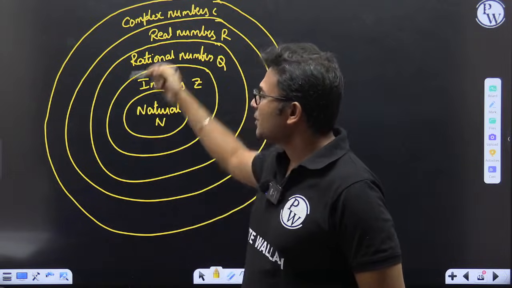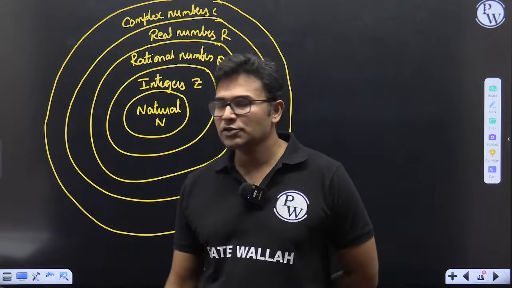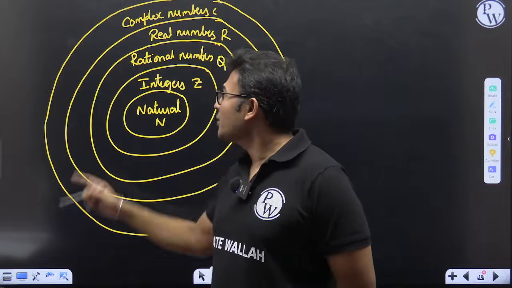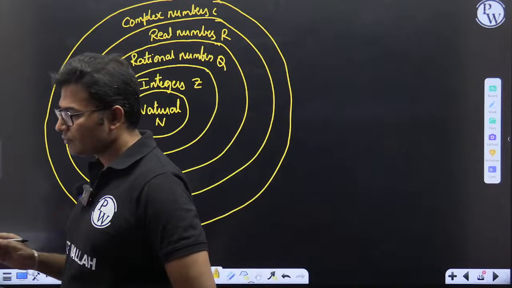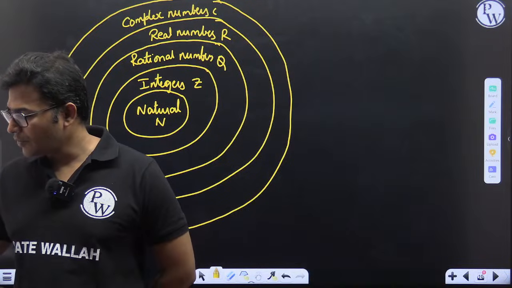Beyond rational numbers, all the numbers are uncountable. All the numbers are uncountable, right?